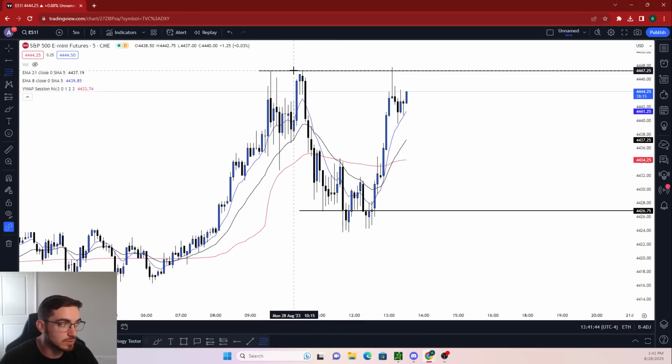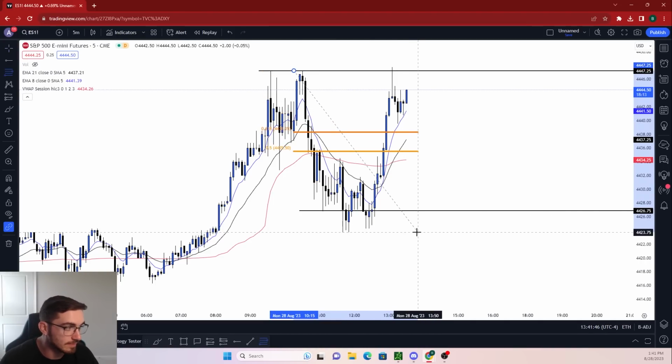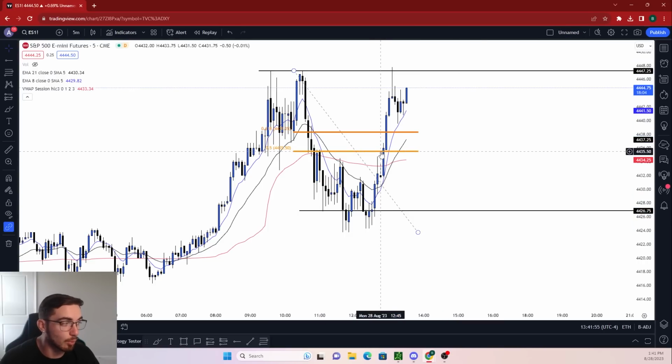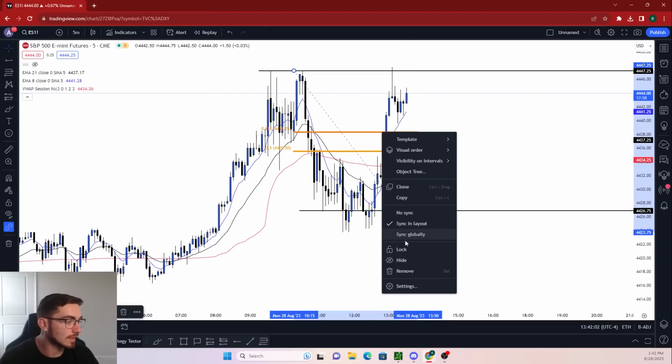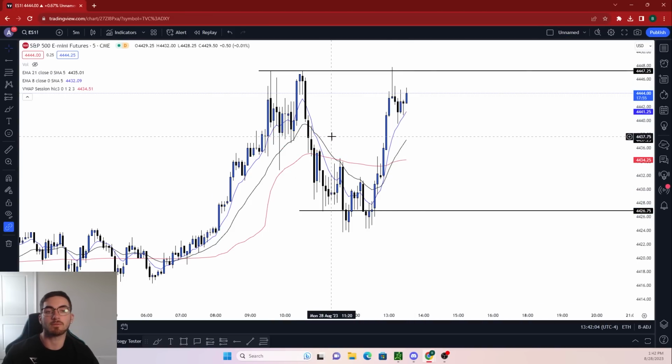So what else can we use? We can use Fibonacci. Let's take a pivot low to a pivot high. We can aim for the 0.5 retracement. We can aim for the 0.618 retracement as possible take profit zones as well. So let's just go ahead and delete that off the chart. Say you were aiming for the 0.618 as a possible take profit zone.